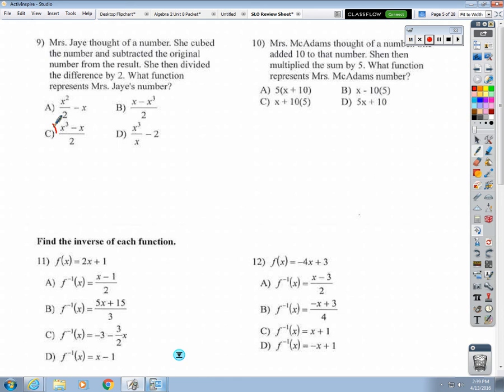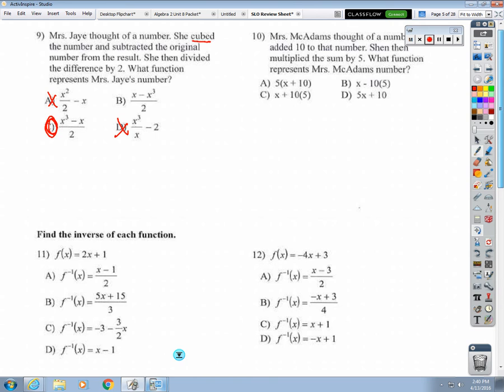C, right. Which two are obviously wrong? A is squared. We're supposed to be cubing it. Did they ever say anything about subtracting 2? No, divided by 2. So these are automatically out. These are very similar. It's just got the numerator flip-flopped. But after I thought of a number, I immediately cubed the number, right? So that number gets cubed. This number doesn't.